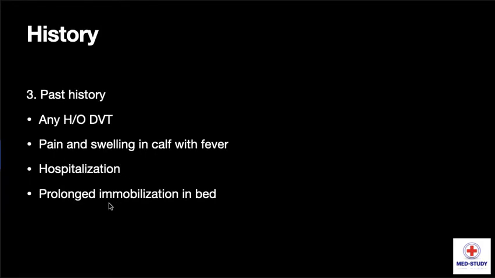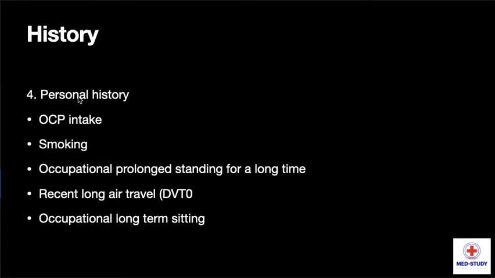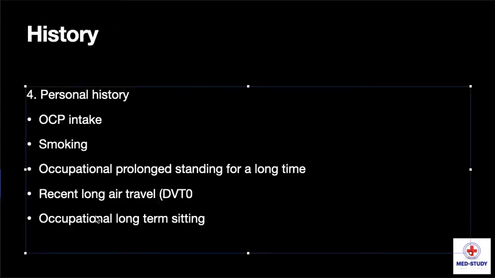Now going to past history, we have to inquire in detail about history of deep vein thrombosis, as in pain and swelling in the calf with fever, hospitalization, prolonged immobilization in bed. Now coming to personal history, we have to inquire for oral contraceptive pill intake, smoking, occupational prolonged standing for a long time, recent long air travel, which is a contributory factor to deep vein thrombosis, occupational long term sitting.